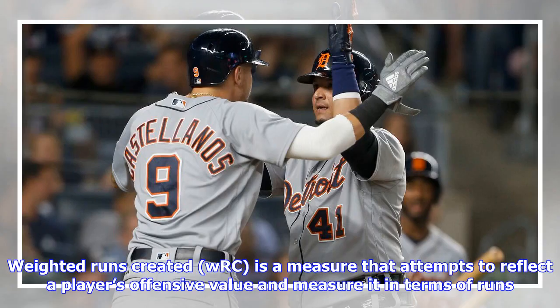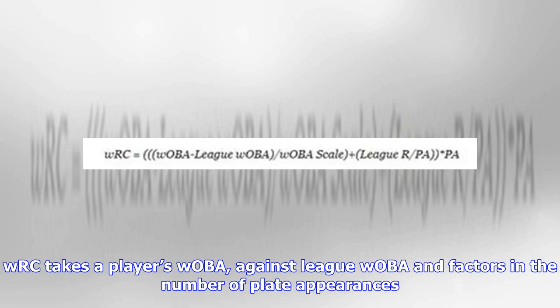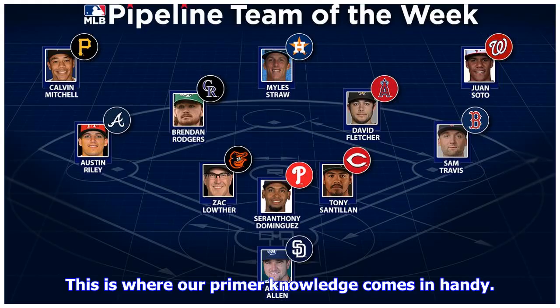Weighted runs created, wRC, is a measure that attempts to reflect a player's offensive value and measure it in terms of runs. Sound familiar? It should, as it borrows heavily from the concepts espoused by wOBA, and in fact the numbers for wRC are calculated using wOBA. wRC takes a player's wOBA, against league wOBA, and factors in the number of plate appearances. This is where our primer knowledge comes in handy.